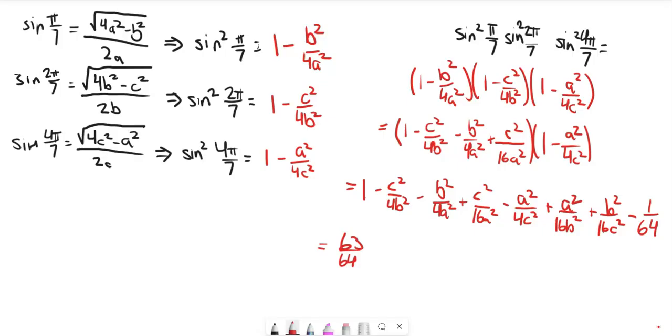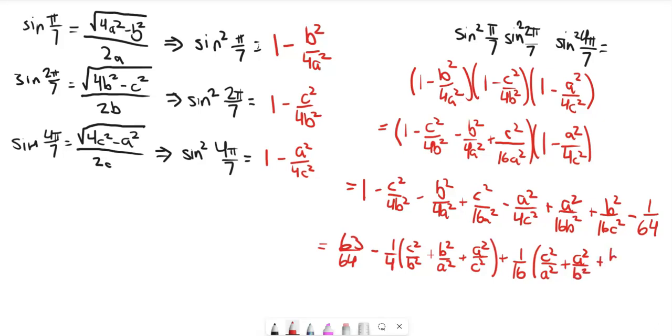Next, here's what's going to happen. I'm going to group these as follows. I'm going to pull out a 1/4, and what is left behind is c squared over b squared plus b squared over a squared plus a squared over c squared. And then in the last part, it's going to be 1 over 16 times c squared over a squared plus a squared over b squared plus b squared over c squared, just like so here.